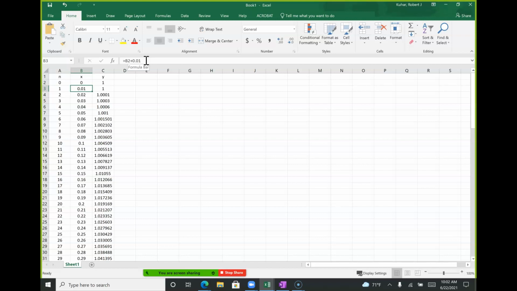Yes. Good. Now in B3, we want to add h to our previous x. And I said h was going to be 0.01 for us. It will be in that homework. So we're saying equals B2 plus 0.01. And then you should see that moving by a penny.